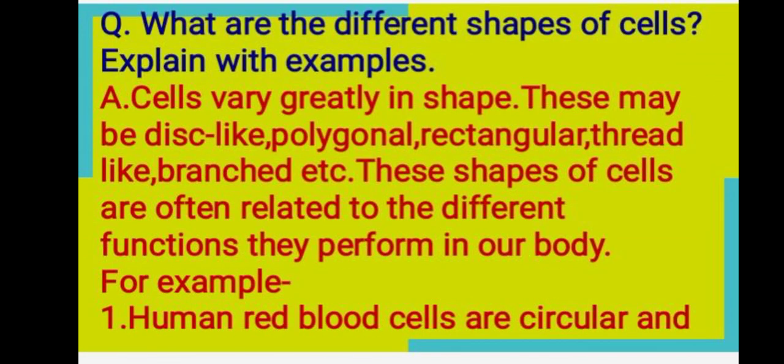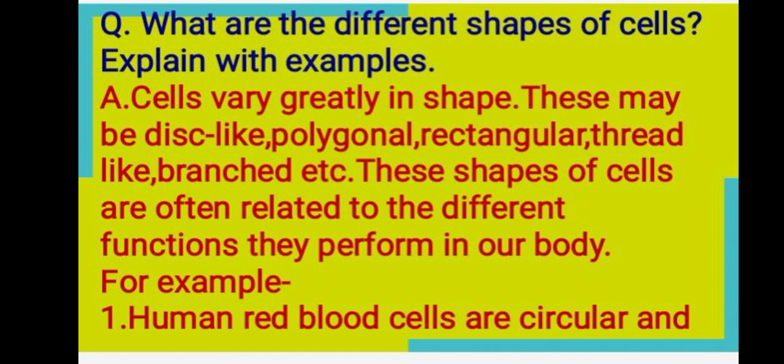Next question is, what are the different shapes of cells? Explain with examples. Children, as we know, cells vary greatly in shape. This may be disc-like, polygonal, rectangular, thread-like, branched, etc. depending upon the type of function they are going to perform in our body.